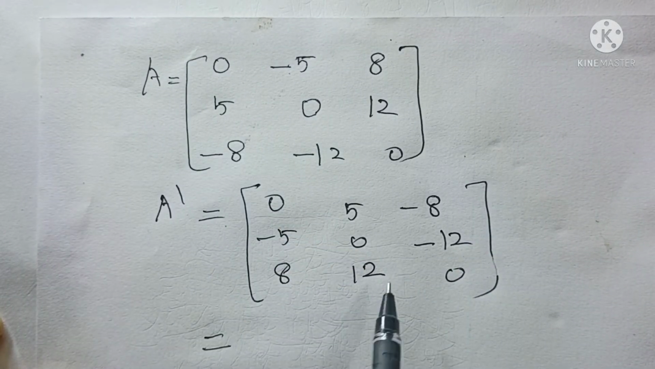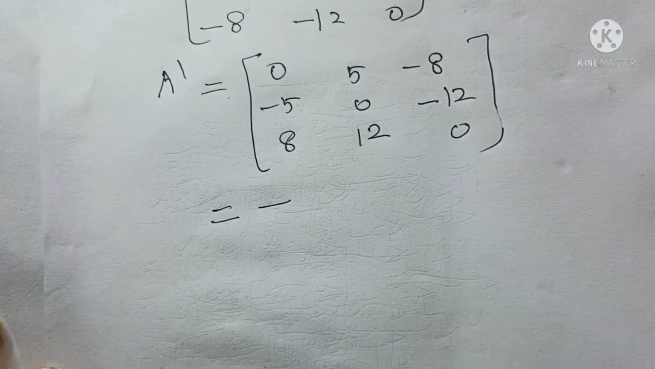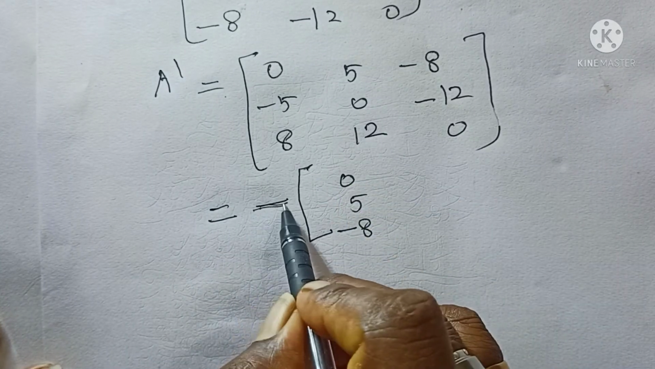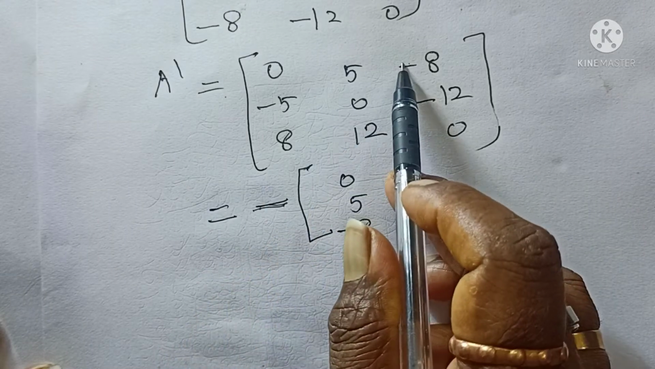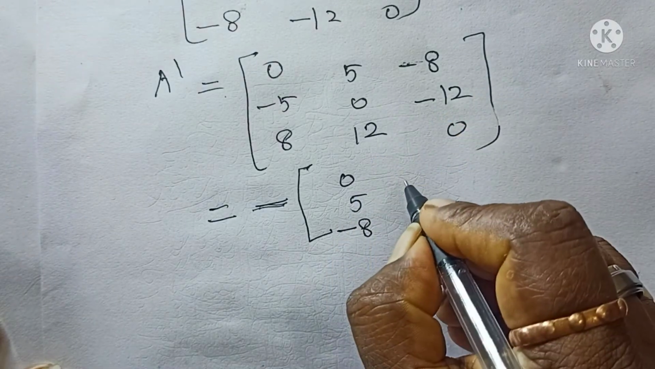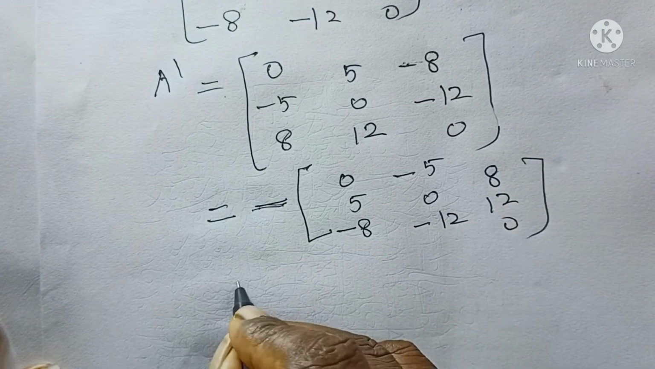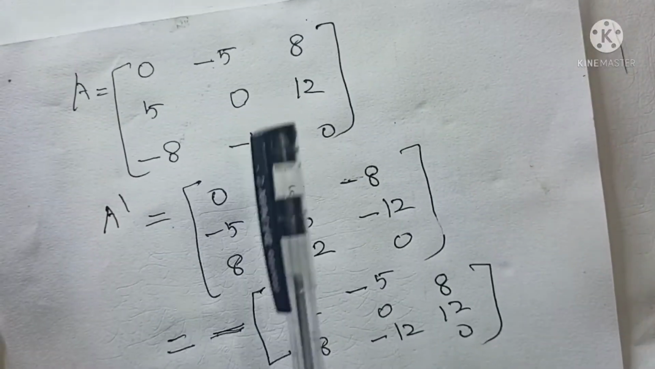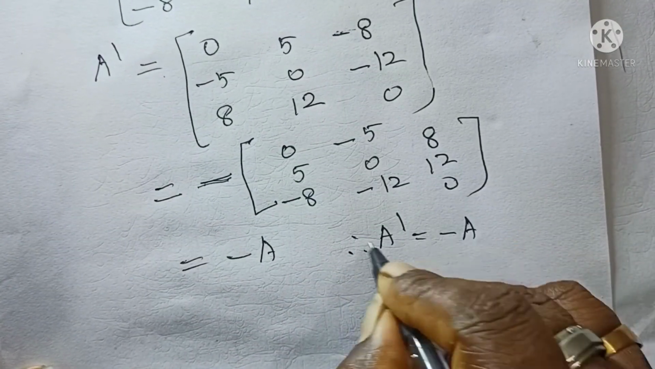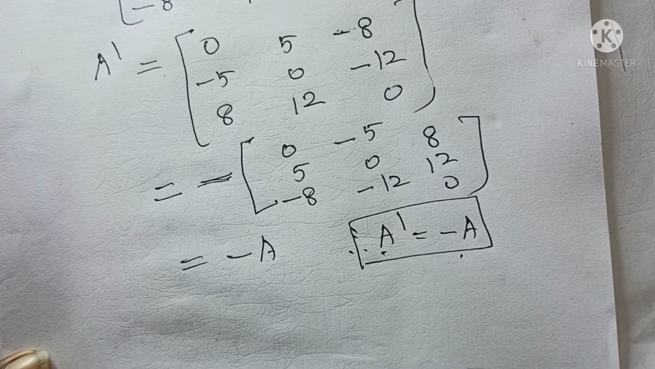So, this is equal to here, you see numbers are same, sign only different, okay. So, you have to change the minus sign outside, then you can write 0, 5, minus 8. If you are taking this minus sign outside, you have to change all signs. If plus is there, you have to put minus sign. If minus is there, you have to put plus sign. So, minus 5, 0, minus 12, then 8, 12, 0. So, which is equal to, this is same as A. So, which is equal to minus A. So, we got A dash is equal to minus A, correct.